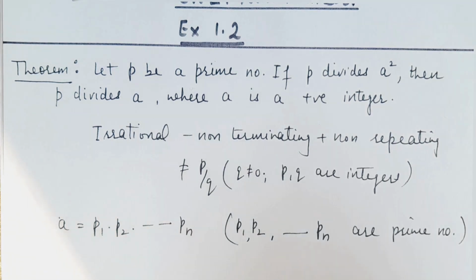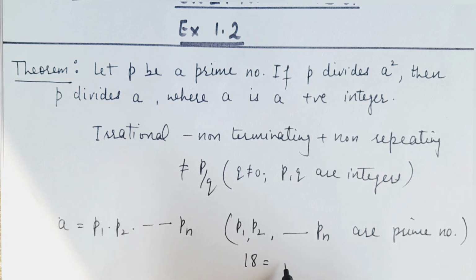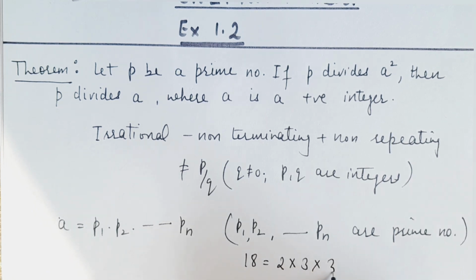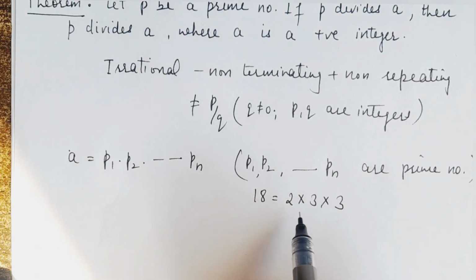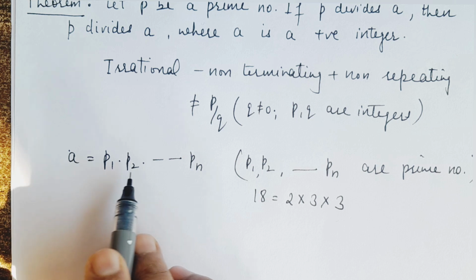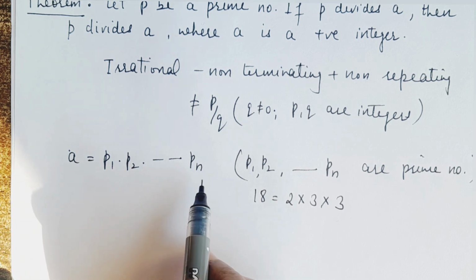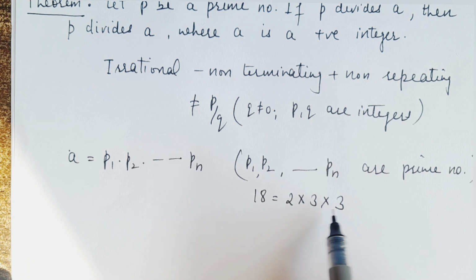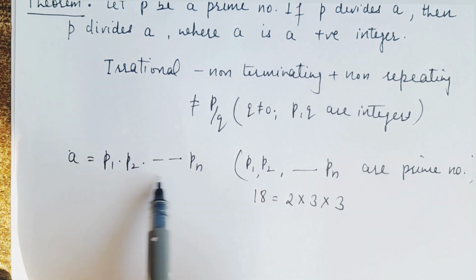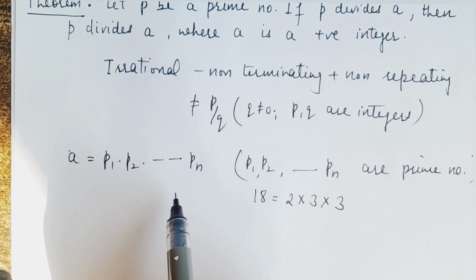Now these are not necessarily distinct primes, because suppose 18 is a number. What will be the prime factorization of 18? 2 times 3 is 6, times 3 is 18. 2 and 3 are prime numbers, and 3 is repeating here. Similarly p1, p2 are prime numbers, but it is not necessary that they will be distinct. Here 3 is repeating twice, so all the prime numbers are not distinct.